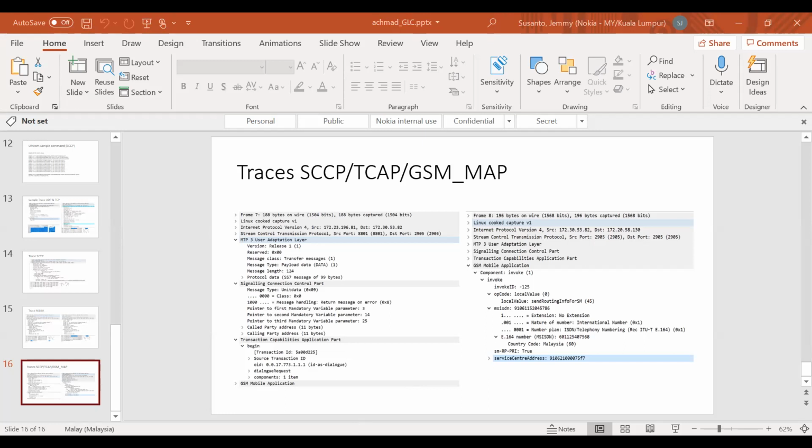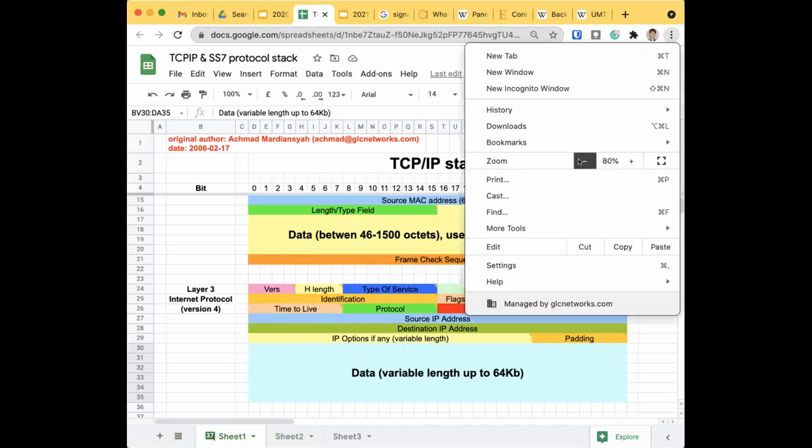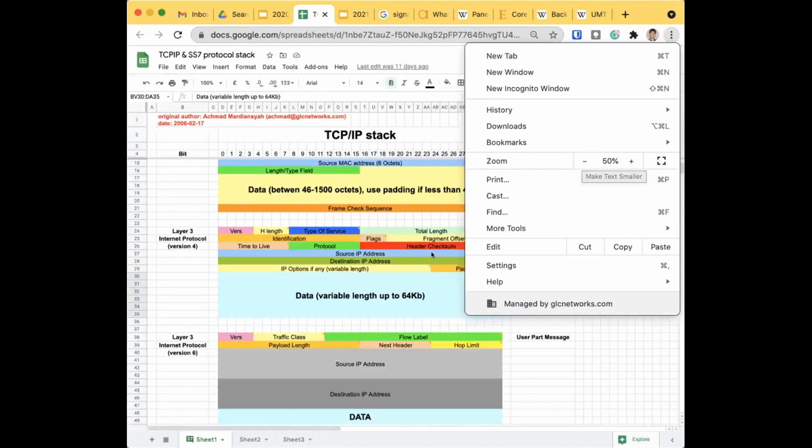I just want to share that a long time ago, when I was in telecommunication, I created a stack for a protocol to understand more about how the protocol works. So perhaps I can show it here. Just in case, I will start the screen share. If everyone can see, I will decrease the zoom.